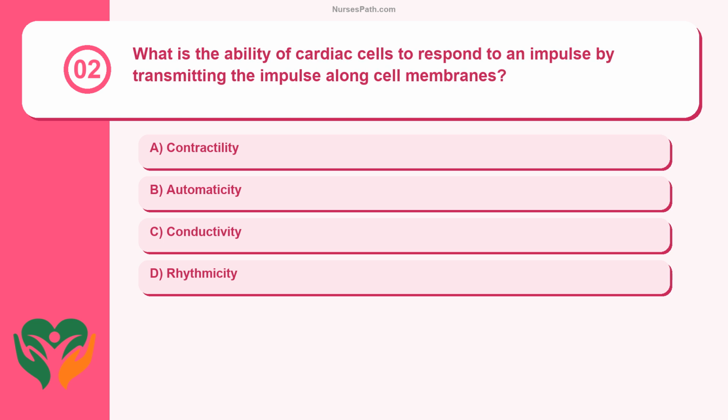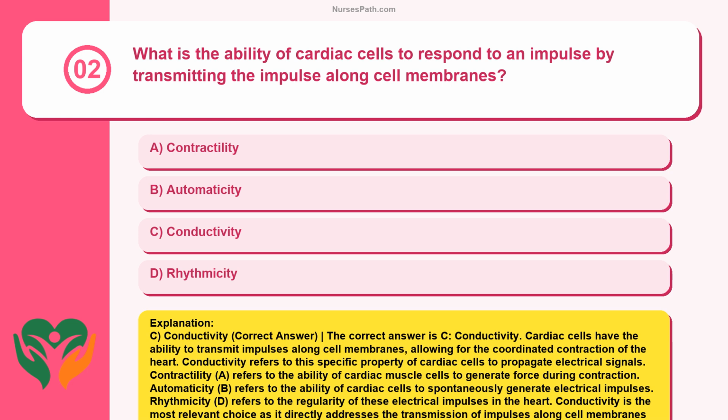Question 2. What is the ability of cardiac cells to respond to an impulse by transmitting the impulse along cell membranes? Contractility, automaticity, conductivity, rhythmicity. C. Conductivity. Correct answer. The correct answer is C.